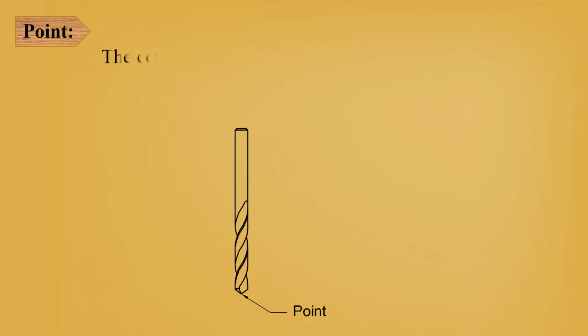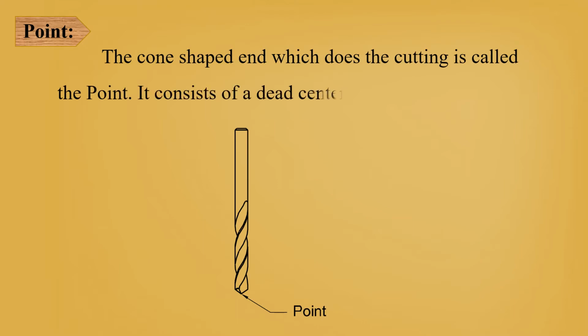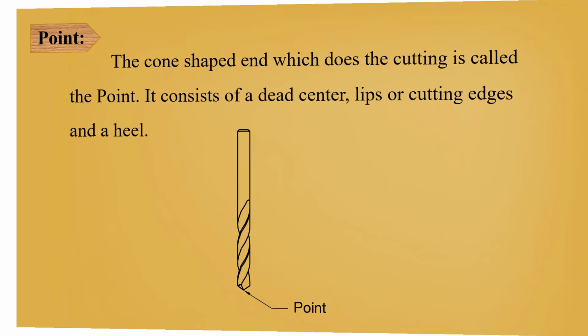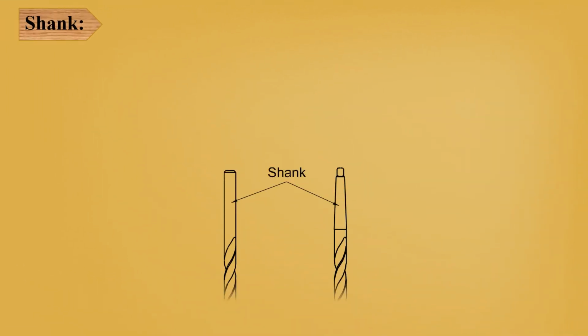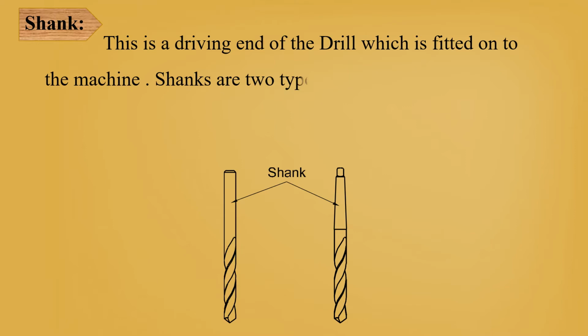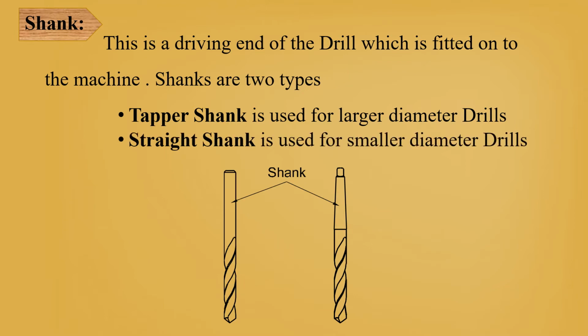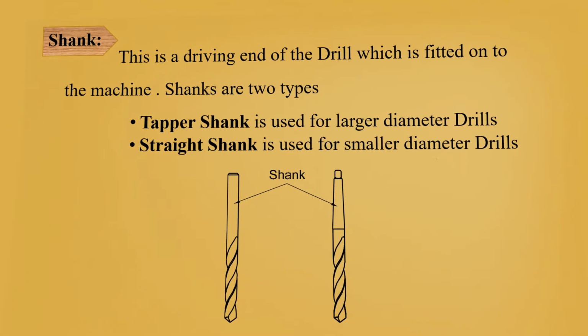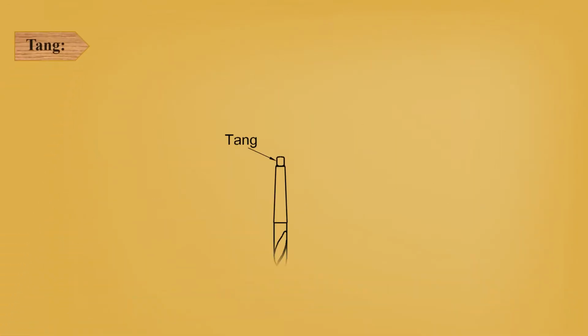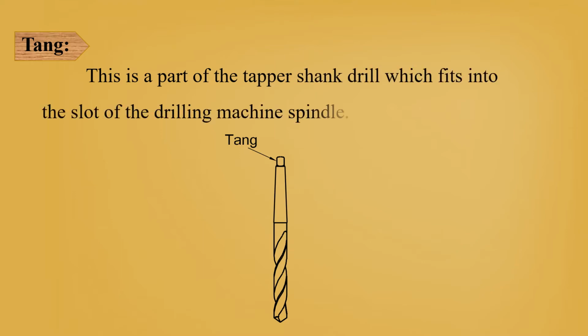Point. The cone-shaped end which does the cutting is called the point. It consists of a dead center, lips or cutting edges and a heel. Shank. This is a driving end of the drill which is fitted onto the machine. Shanks are of two types. Taper shank is used for larger diameter drills. Straight shank is used for smaller diameter drills. Tang. This is a part of the taper shank drill which fits into the slot of the drilling machine spindle.